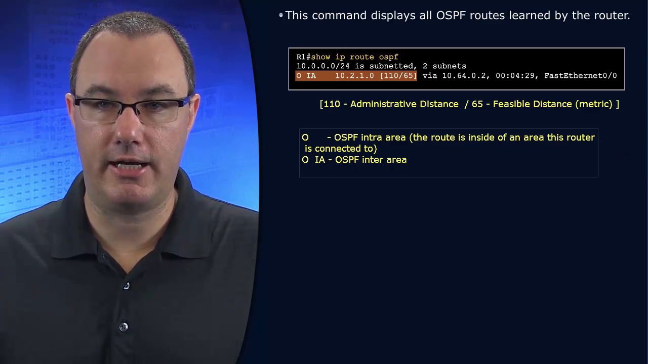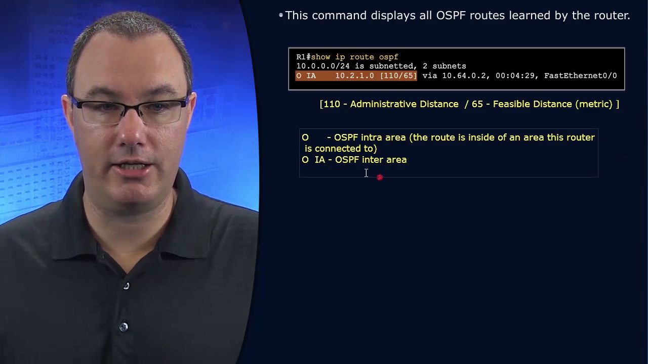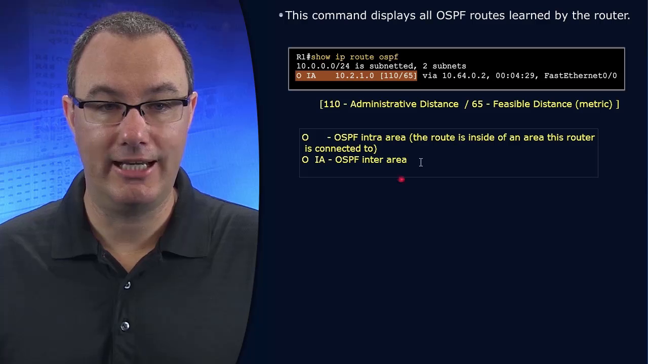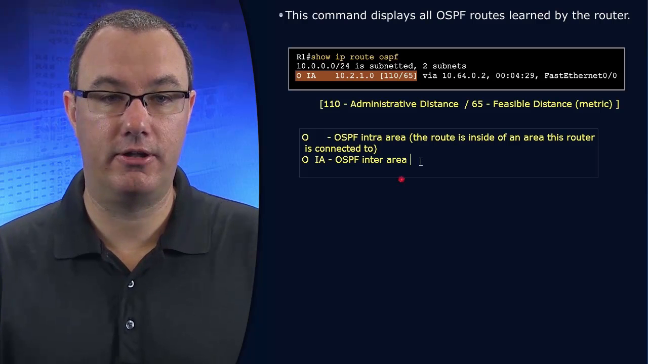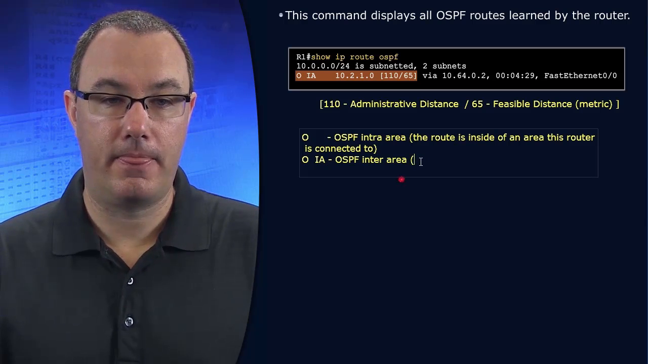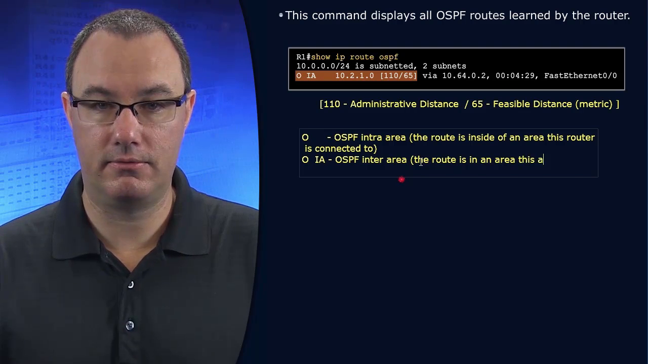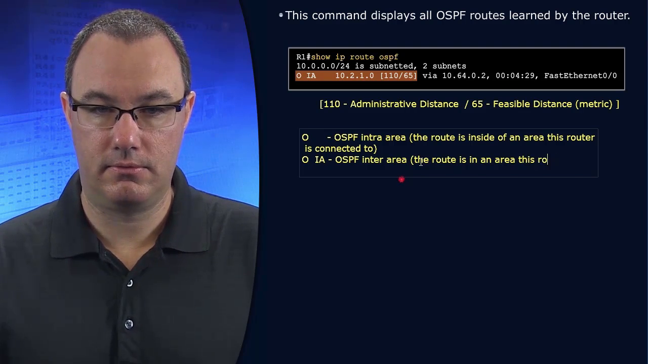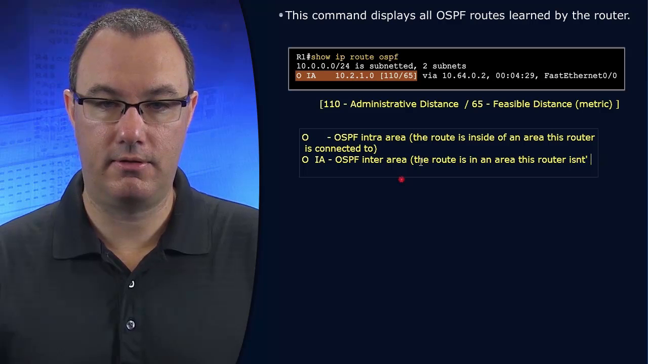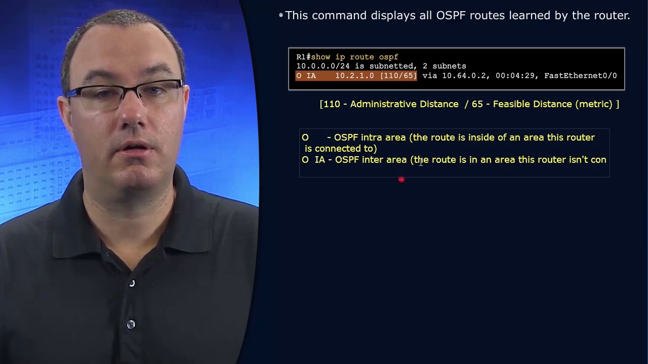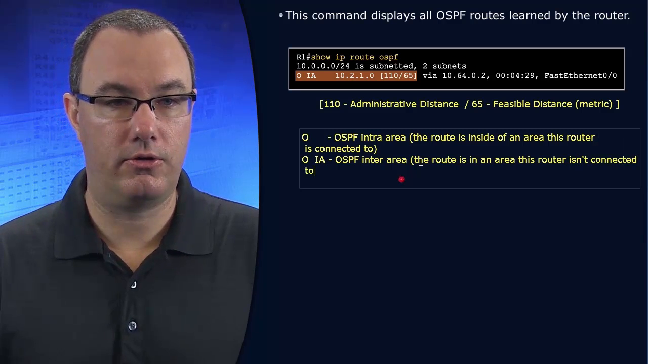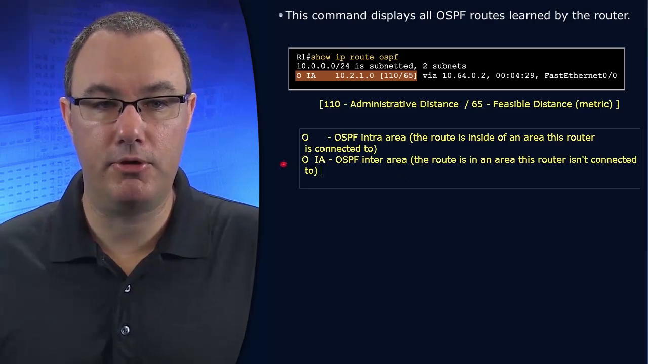Once we understand that, we have to understand what inter area means. Inter area means the route is in an area this router isn't connected to. Be able to read that.